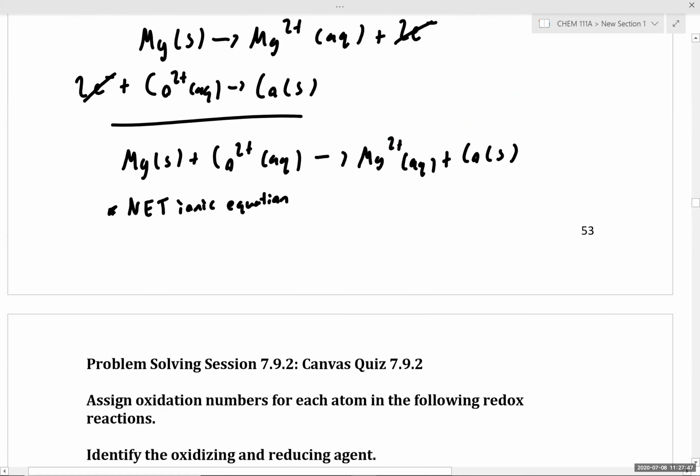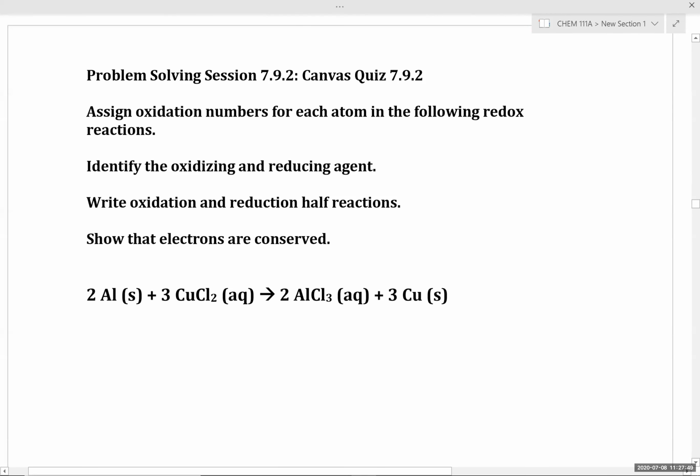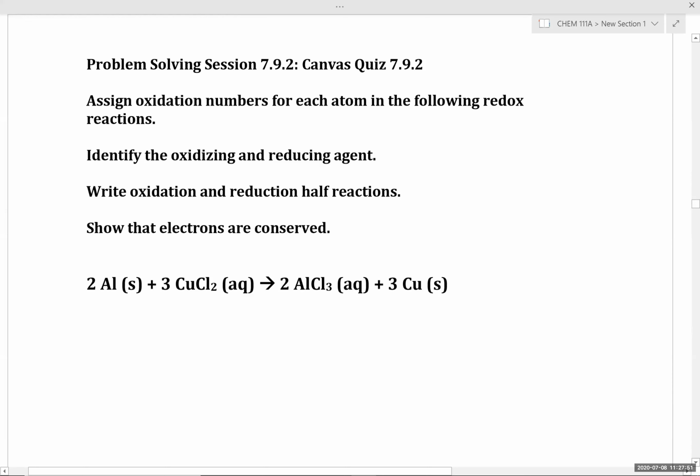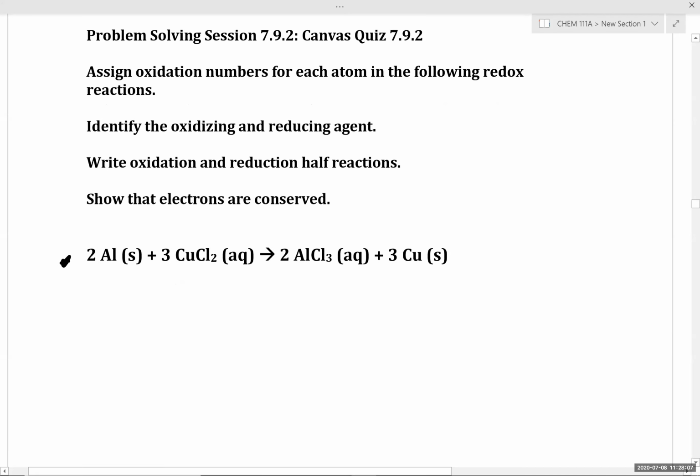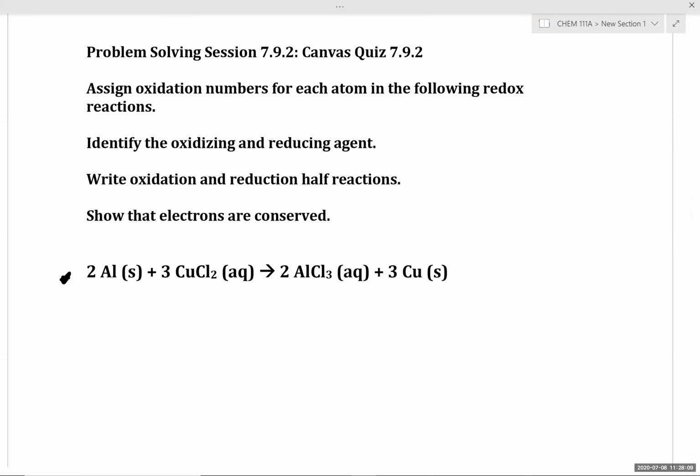Okay, so let's apply what we've learned to the following example. I'd like you to look at the following reaction. I'd like you to assign oxidation numbers, identify the oxidizing and reducing agent, write the half reactions, and then show that electrons are conserved. We'll spend about 4 to 5 minutes on this example. Don't be shy to message any questions or your proposed responses in the chat.